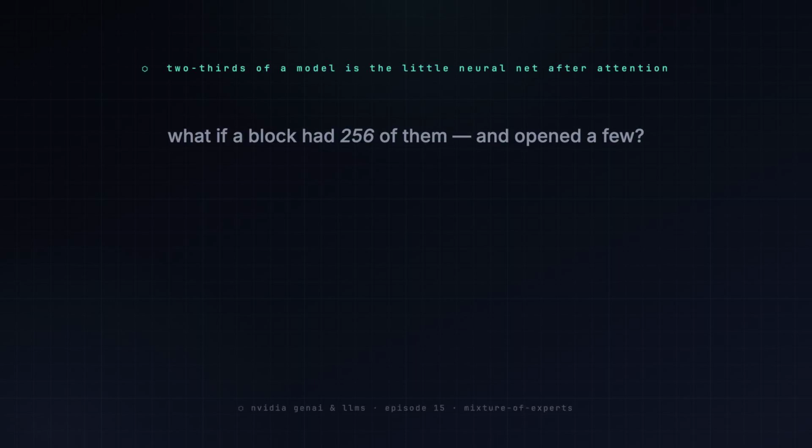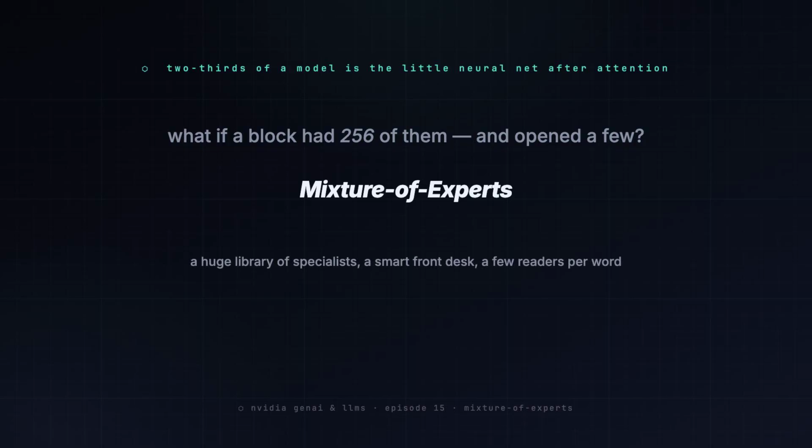Last episode, we shrank attention's notebook all the way down the KV cache ladder, but attention was never where most of the parameters live. Two-thirds of a model sits in the little neural net after attention, the FFN. So here is the question: what if instead of one neural net per block, the model had 256 and opened only a handful per word?